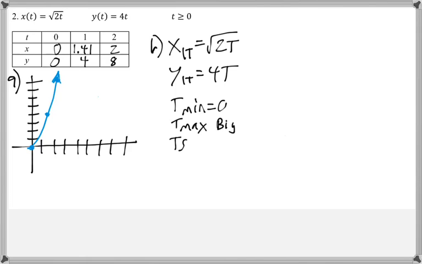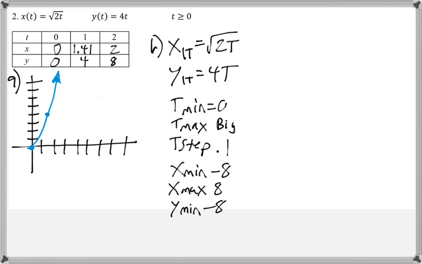My t step I'm going to put as 0.1, and my x min, I'll make that -8, x max 8, y min -8, y max 8. And if you graph it, it looks the same.